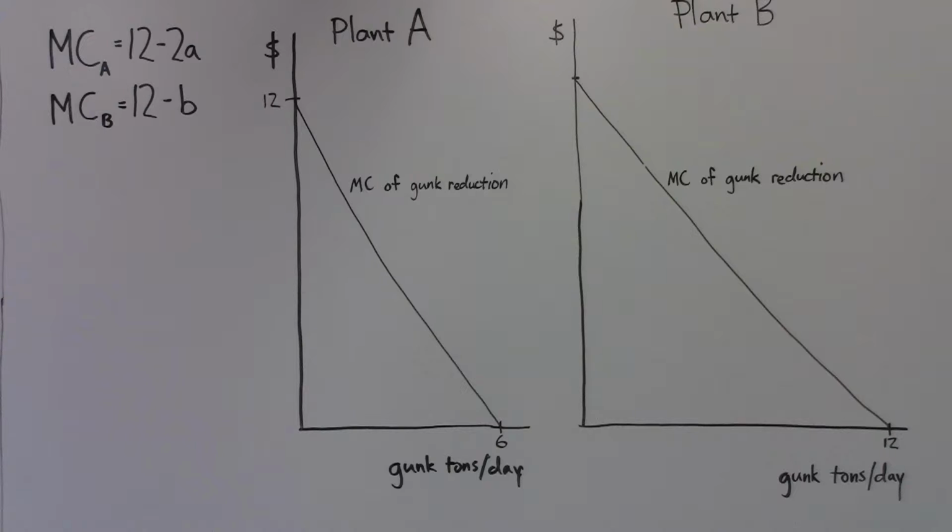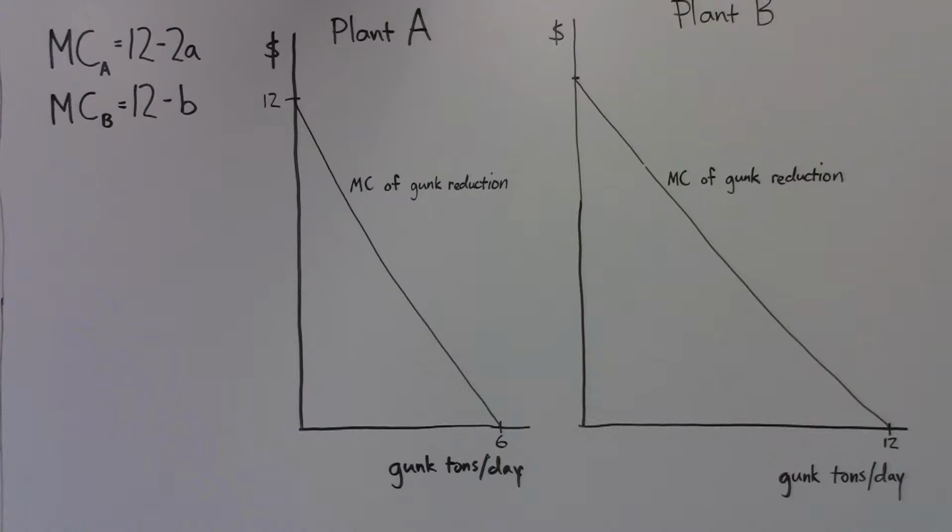Suppose that the plants are both located in Springfield, you pick the state, and that the residents decide they can no longer tolerate more than 12 tons of gunk per day. How should the city reduce pollution from 18 tons to 12 tons per day? There are infinite possible solutions.